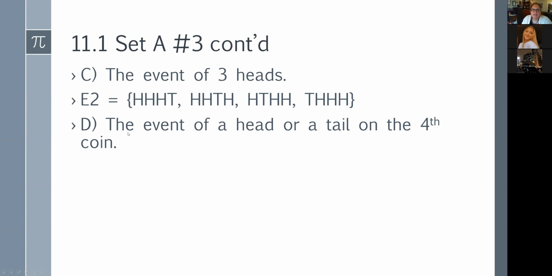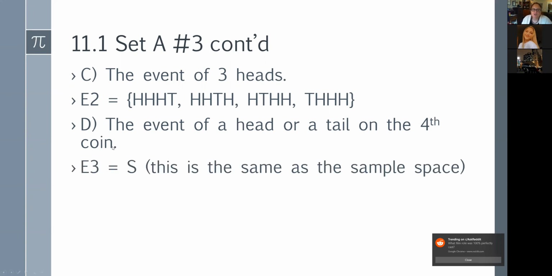And part D says the event of a head or a tail on the fourth coin. So I have no idea what happened on the first coin or the second coin or the third coin. All I know is that I either got a head or a tail on the fourth coin. So I actually don't know anything. Okay, and so I just have the same thing as the original sample space. I could have anything happening.